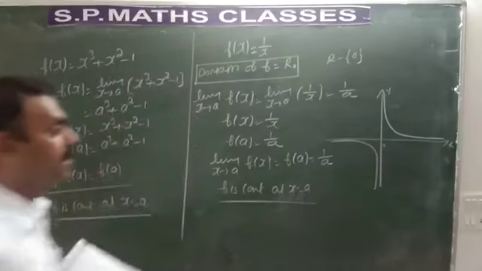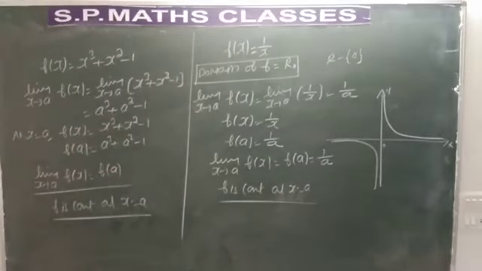And the graph will be like this. It will not pass through the origin, because for x equal to 0, f of x is not defined. So we generally conclude that it is continuous. It is a rational function.